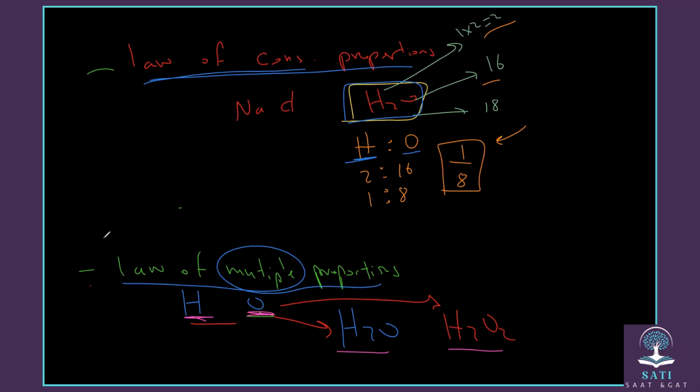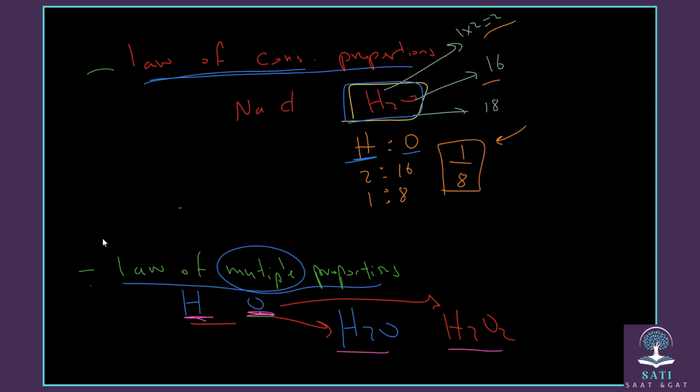Good. What is the law of multiple proportions? What does it state? It states that if we have an element that, with another element or other elements, can produce more than one compound, in this case the ratio of this element's mass in its two compounds will be a whole number ratio. How does that happen? We're going to explain it here.